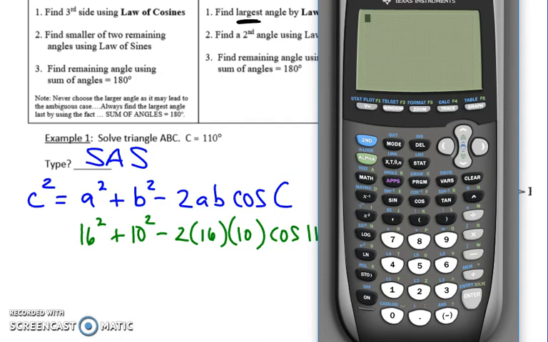So we're going to do 16 squared plus 10 squared minus 2 times 16 times 10 cosine of 110. And again, make sure your calculator is in degree mode. And that tells me c squared. So if I take the square root of the answer, that tells me that c is 21.57.